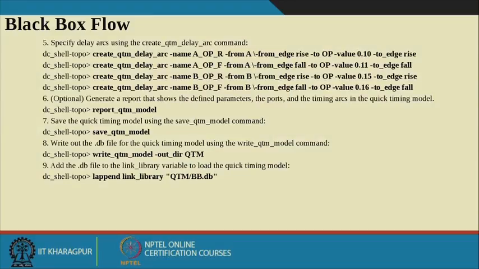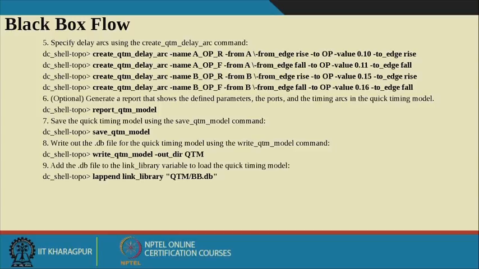After that, generate a report that shows the defined parameters, the ports and the timing arcs in the quick timing model. How can I do that? With report_qtm_model. Once you type this command, it will show you whatever model I have set till now. All these things will be shown in the DC topographical mode.